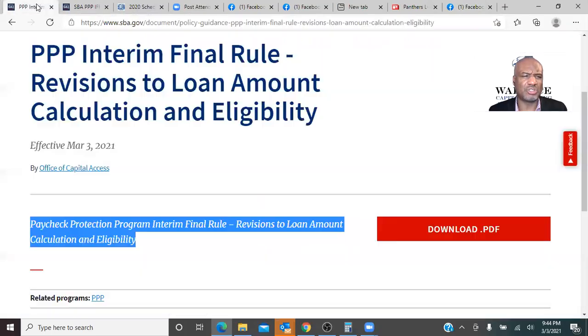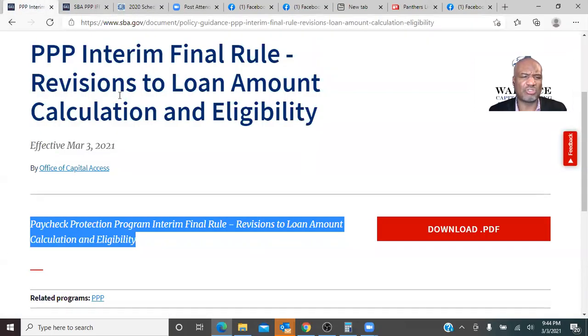Okay, so I finally got the information regarding those filers, those self-employed sole proprietorships, who are applying for the Schedule C, how to make the calculations. And so I'm going to share my screen here and show you the interim rules.